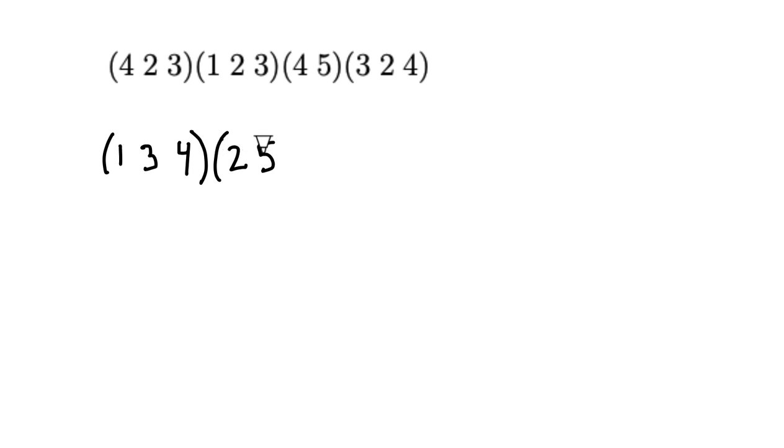So really, 4 of the possible images are taken up. There's only 1 left, so 5. Let's see. And the only thing 5 can go to should be 2. So this should close the cycle. But we could test that and see, does 5 really go to 2?